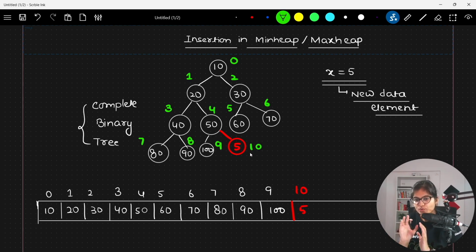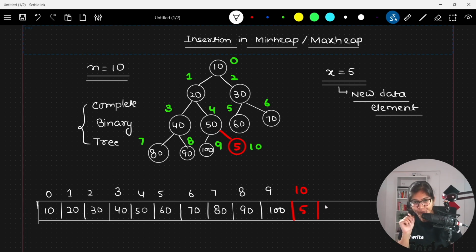Fine. So to store that is not a big deal. It's just a constant task. We know what the last location is, and because the value of n here is, I think, 10, the data element will get stored at the value of array of n.